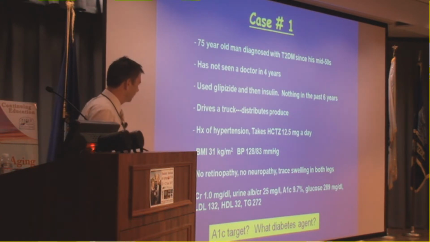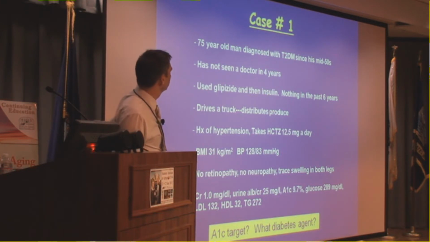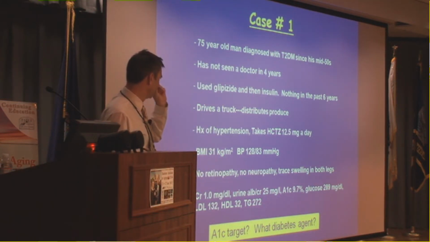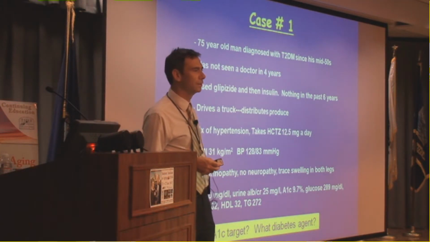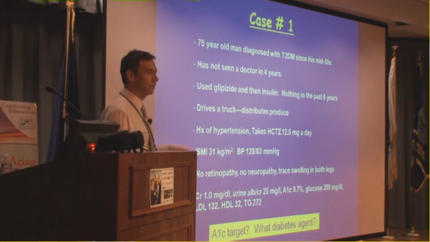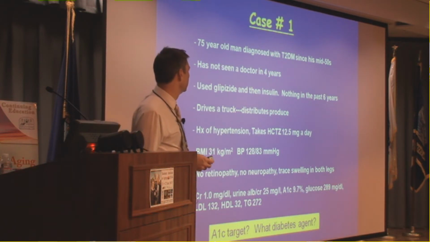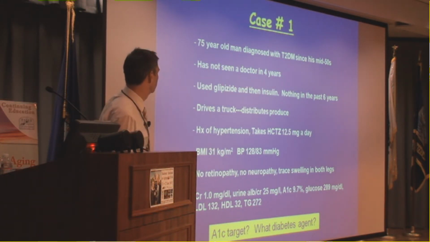So let's discuss three cases. These are real cases that I had in my clinic. First case, a 75-year-old man diagnosed with type 2 diabetes for over 25 years. He hasn't seen a doctor for four years. He very irregularly sees a doctor. He used glipizide and insulin at some point, but he doesn't recall. He hasn't taken anything for six years. He drives around San Antonio, driving a truck, distributing produce, a very happy-go-lucky person.